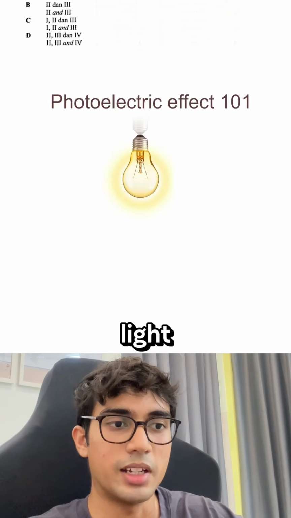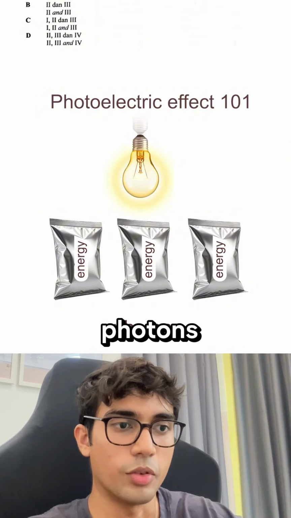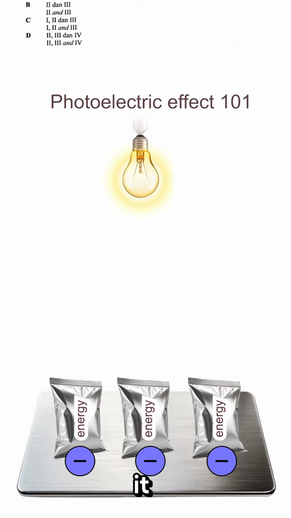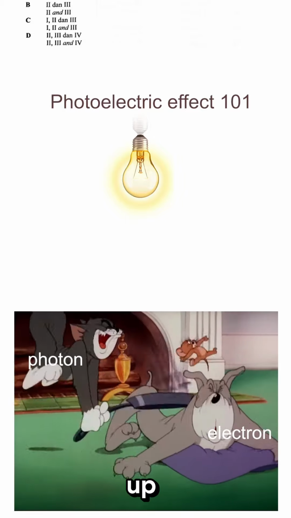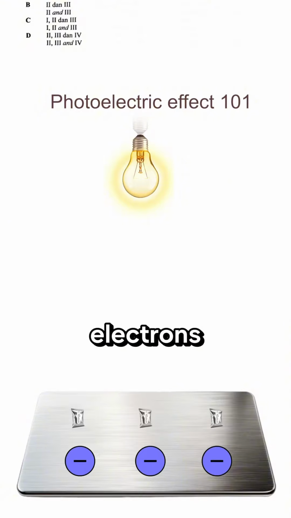When we switch on the light, there will be packets of energy released from the light called photons. So when these photons reach the metal surface, it will try to wake the electron up. Each metal surface has a certain amount of energy needed for the electrons to wake up. If you use lesser energy, the electrons will not escape.